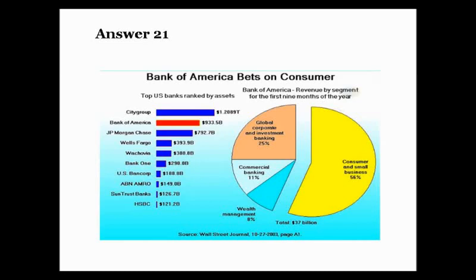According to the graph, as for the revenue distribution for different segments for the first 9 months of the year, the highest number goes to the consumer and small business with a figure of 56%. Last but not least, the lowest number goes to wealth management with a figure of 8%. In conclusion, for the rest of the segments, the numbers are ranging from 11% to 25%.